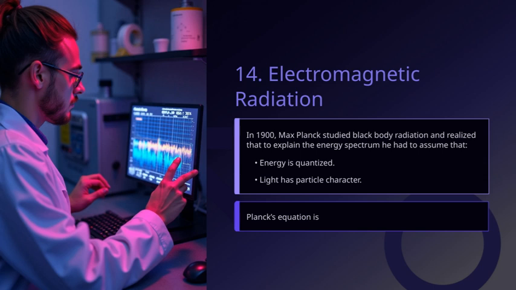Now, going back to 1900, Max Planck was studying black body radiation. He was trying to understand the spectrum of energy emitted by objects that absorb all radiation that hits them. To explain the shape of this energy spectrum, he realized he had to make a bold assumption: that electromagnetic radiation, which includes visible light, is made up of these tiny energy packets. This was a key step in understanding the quantum nature of energy and light.